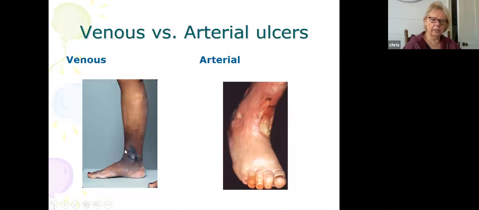Venous versus arterial. What does this look like to you? It looks dark and discolored, right? It looks dusky, dark, discolored, not a lot of drainage, right? And arterial ulcers are lateral and more on the dorsal side of the foot.